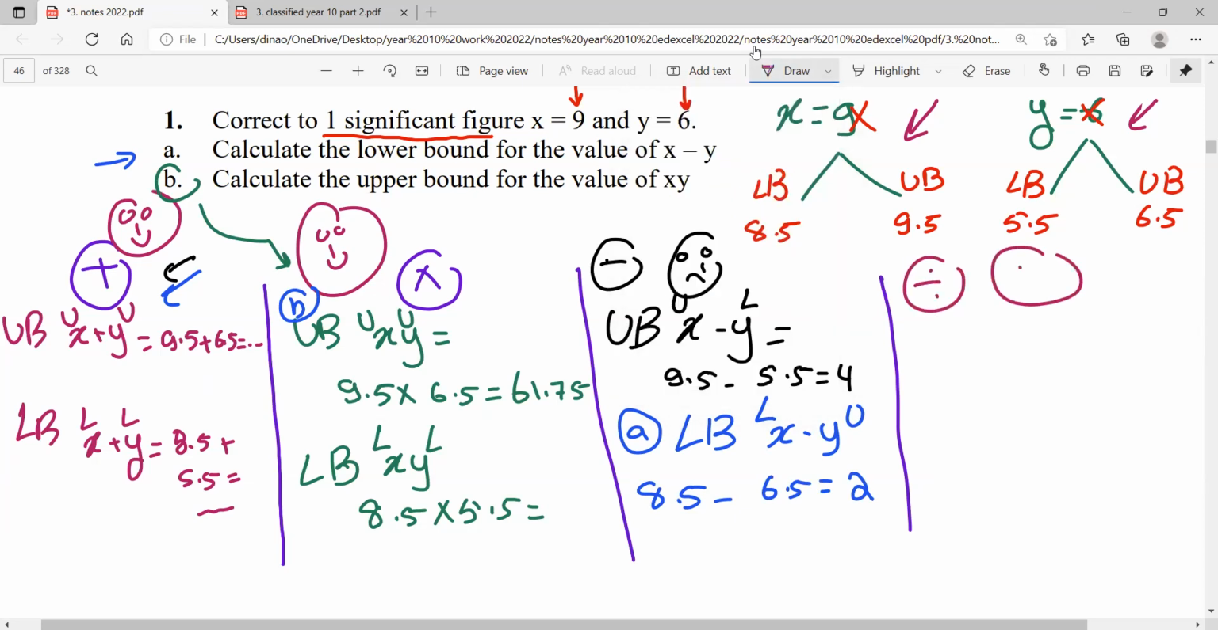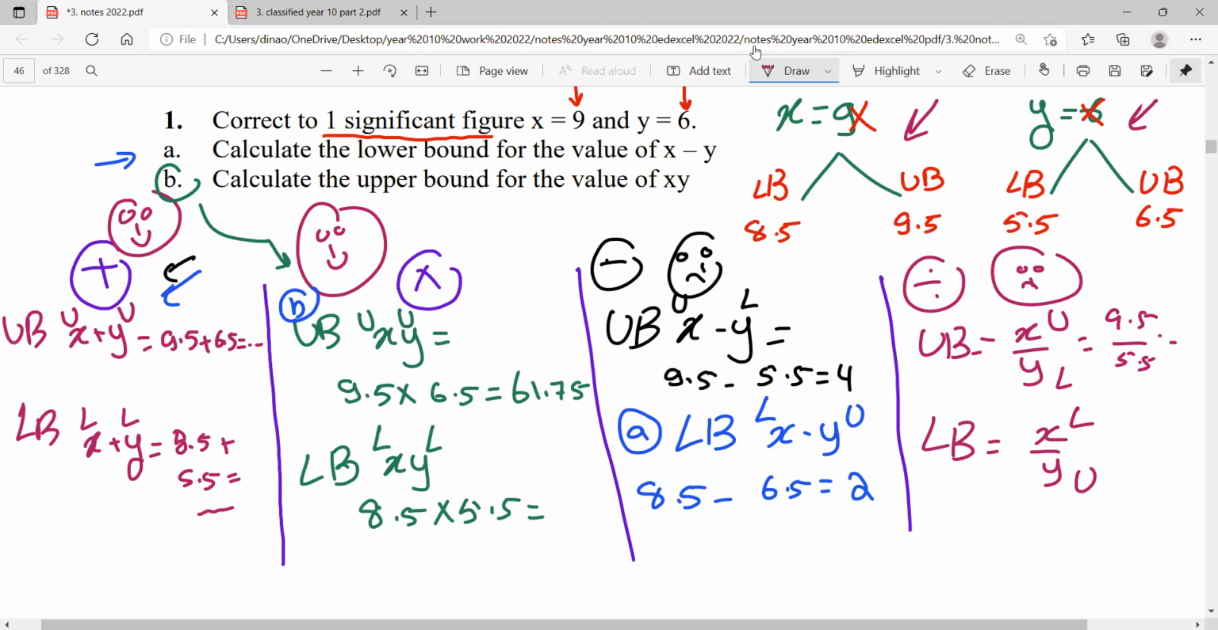Because what applies on subtraction applies on division. So if it says find the upper bound of x over y, I take the upper of x divided by the lower of y. Upper of x divided by lower of y equals whatever. If it says find the lower bound of x over y, I take the lower of the x over the upper of the y. But Miss, I'm still confused. Which will be the upper and which will be the lower? Look.